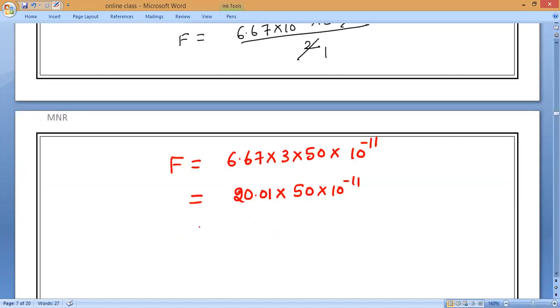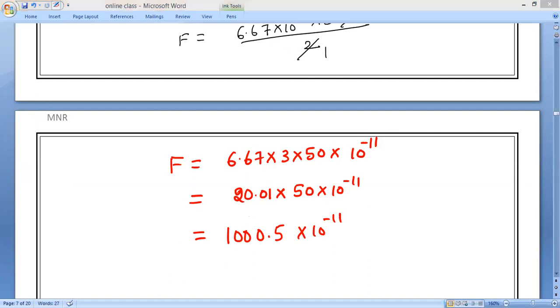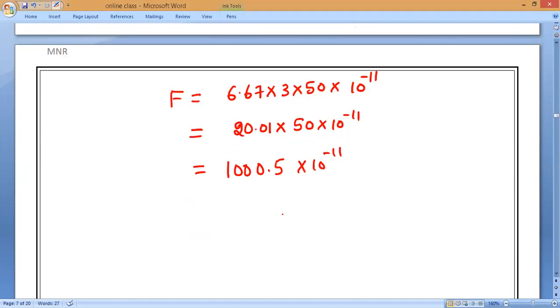Now 20.01 into 50, multiply it, everybody. 1000.5. So 1000.5 into 10 power minus 11. Yes or no? All of you observe very carefully.